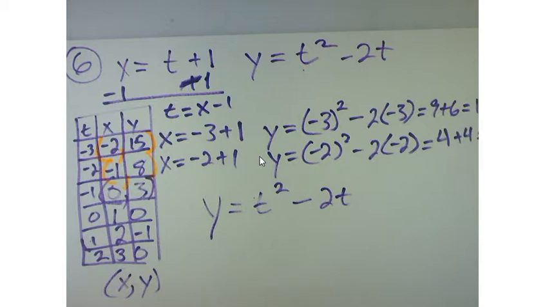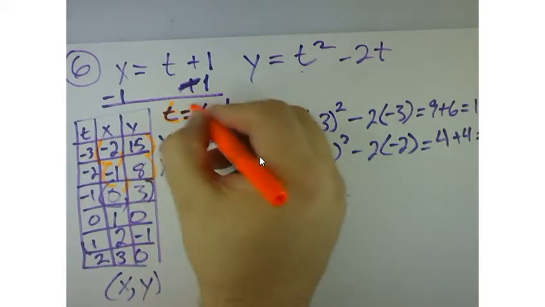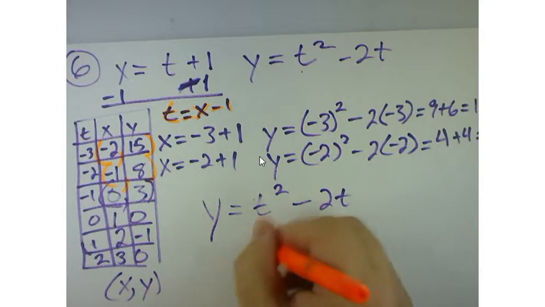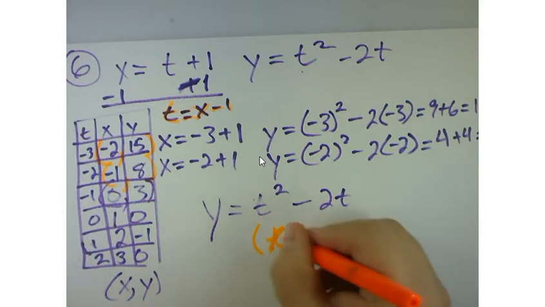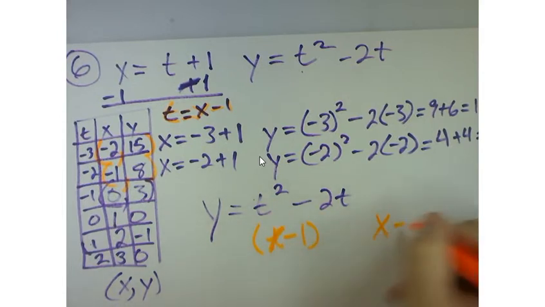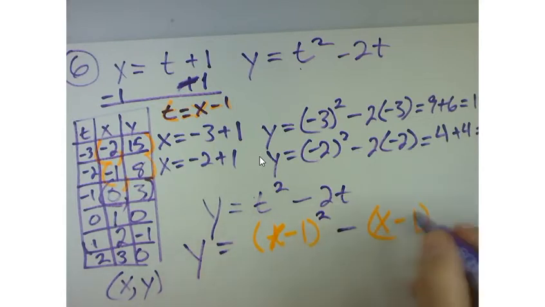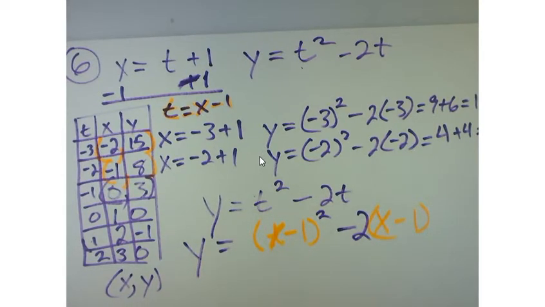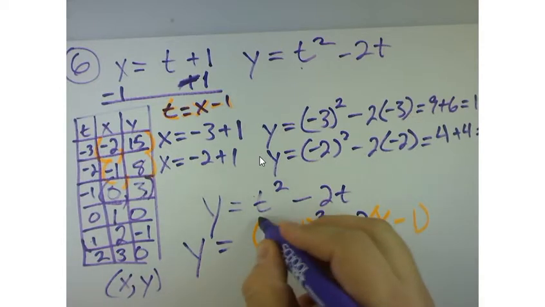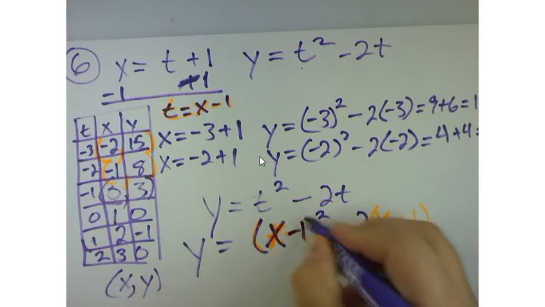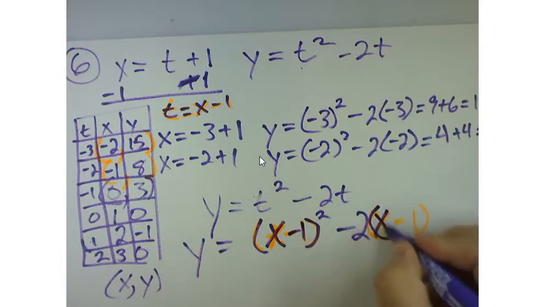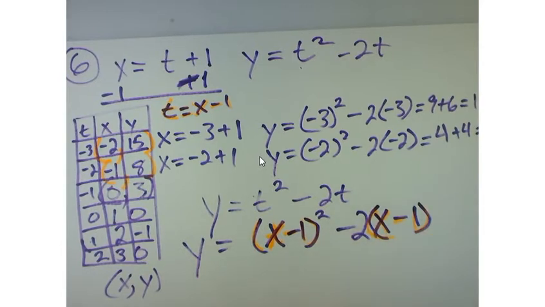Well, if t is equal to x minus 1, what I could do is I could write in here x minus 1, x minus 1 wherever there's a t, right? So this is the old system of equations substitution thing. Do you see what I did there? Wherever there was a t, I plugged in the value x minus 1, and now I have an equation in terms of y and x, but no longer t's. I got rid of the t's.